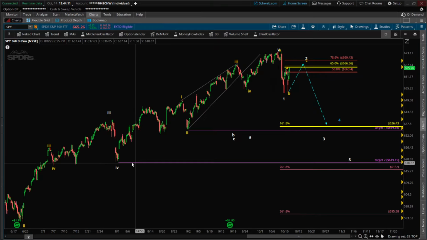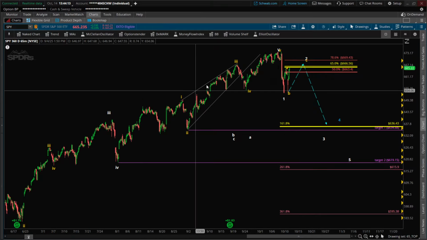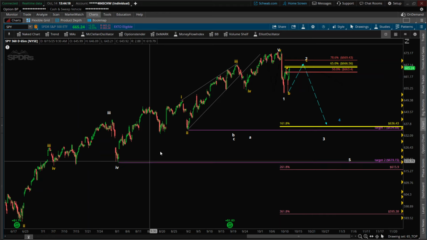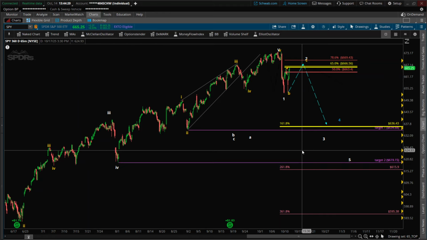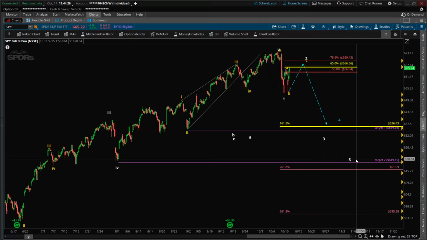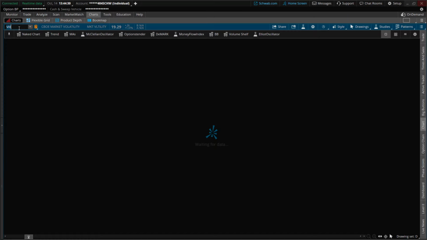And the reason why the second target is our primary target is because we had this ending diagonal here, and it's highly probable that price makes it back to the end of where it started. All right, and that brings us to about that 620 area. Doesn't that fit everything else we've been talking about? Yes. Let's check out the VIX and get this out to you.